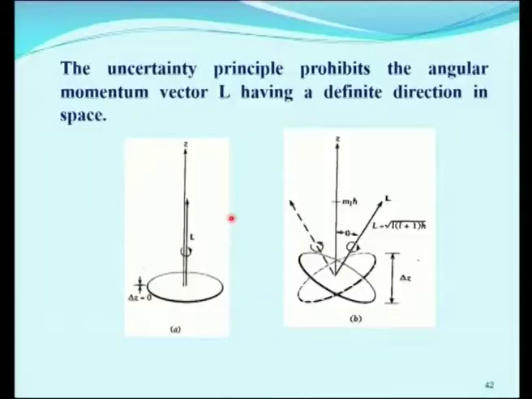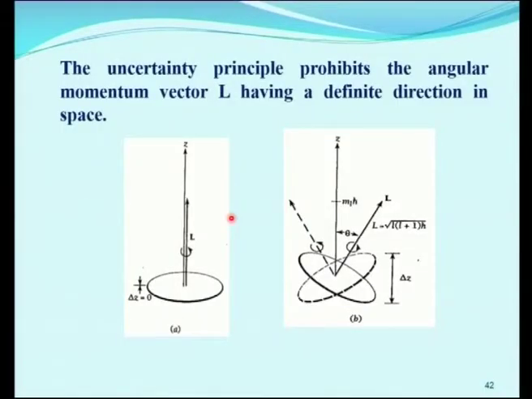Next we will see the uncertainty principle and space quantization. Why is only one component of L quantized? The answer is related to the fact that L can never point in any specified direction, but instead it is somewhere on a cone such that its projection Lz is ml h cross.